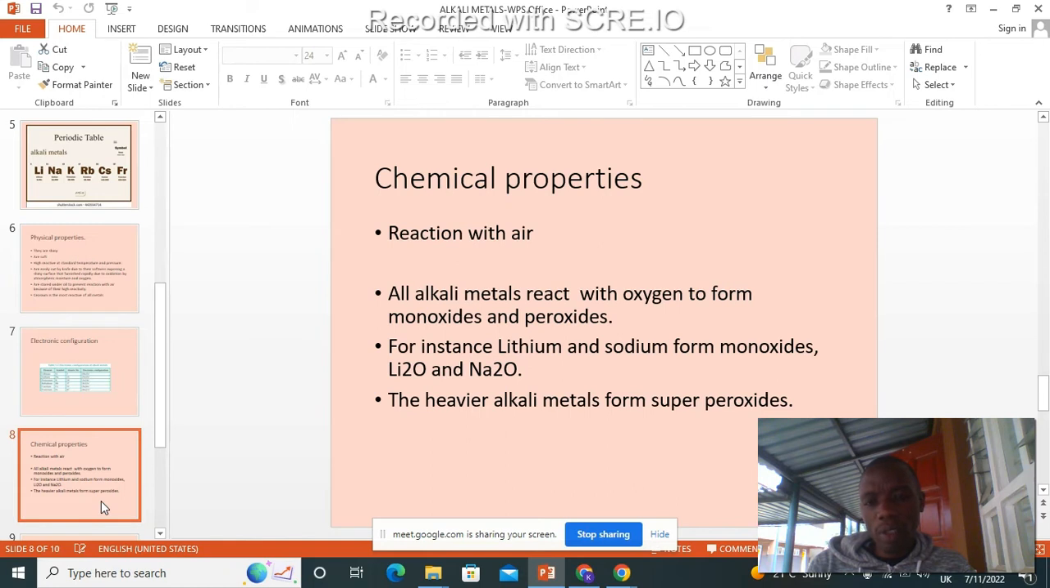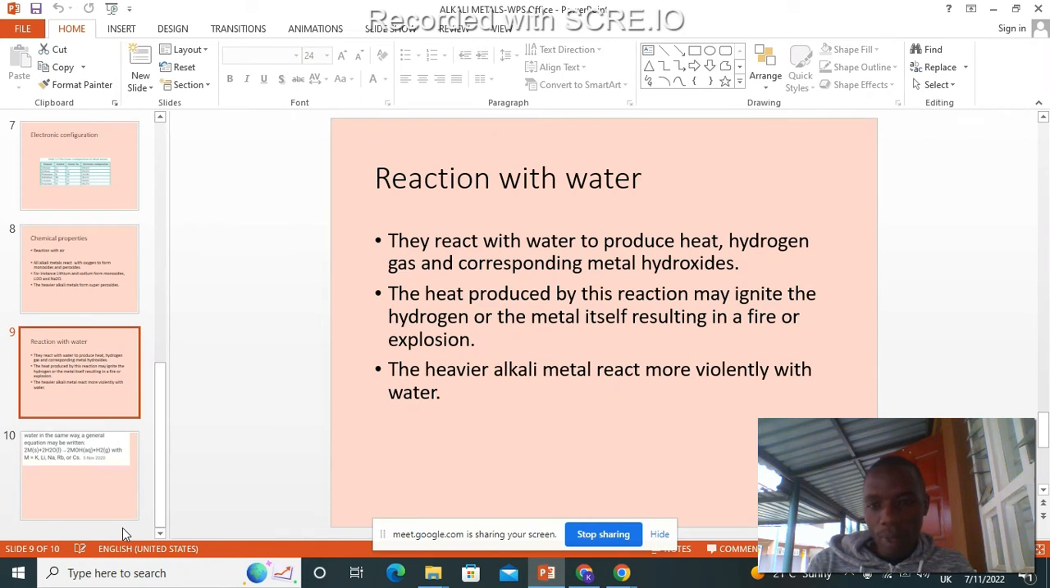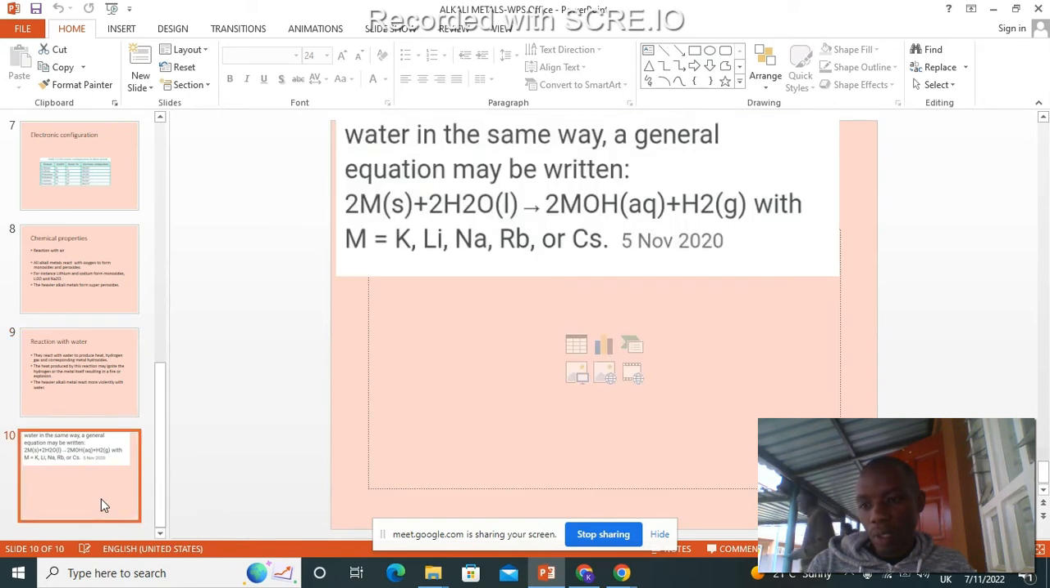The first chemical property is that they react with air. Any alkali metal, or any element in group 1, when it reacts with air, forms its respective oxides. That is, they form monoxides and also superoxides. The heavier alkali metals, that is, francium and cesium, when they react with air, form superoxides.